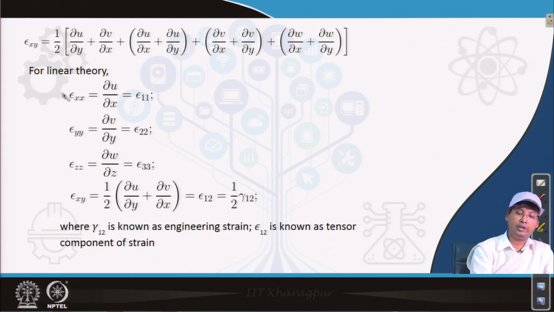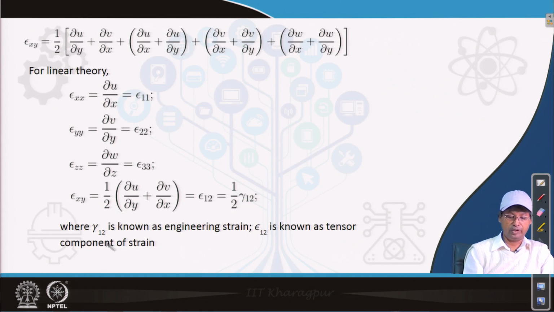For linear theory, we generally do not consider those terms, and it becomes something like epsilon x x equals del u del x, epsilon y y is del v del y, epsilon z z is del w del z, and epsilon x y is equal to half of del u del y plus del v del x, and similarly we can write the other strain components also, where there is a good relation between these two.